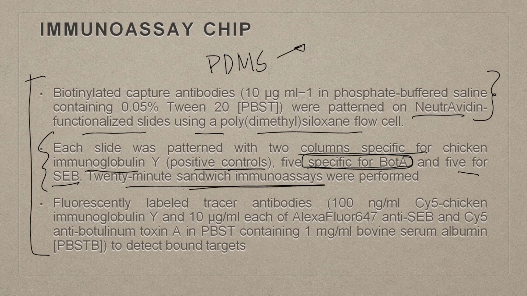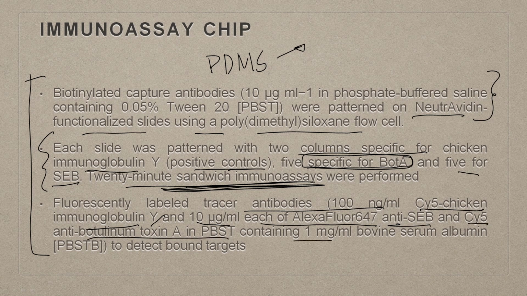A 20-minute sandwich immunoassay, as I was mentioning, was performed. Fluorescently labeled tracer antibodies, Cy5 chicken immunoglobulin Y, and 10 microgram per ml each of Alexa Fluor 647 anti-SEB and Cy5 anti-botulinum toxin A in PBS containing 1 milligram of bovine serum albumin, were used to detect the bound targets.